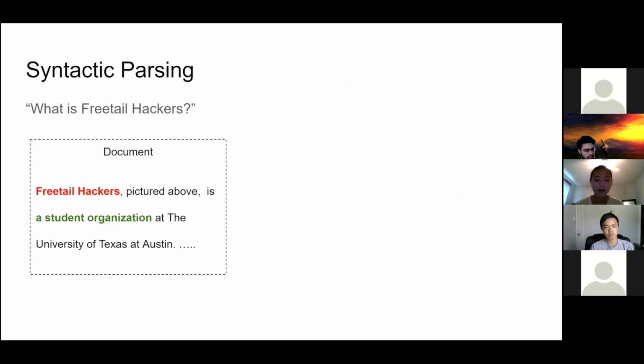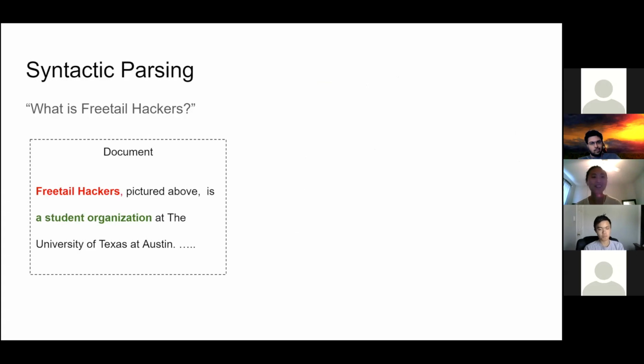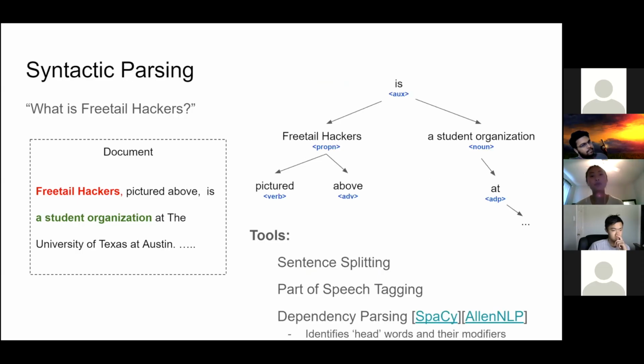So that's fine. But not all of your documents will be so pretty and always match your template, right? What if you have a document that has an appositive phrase or an extra clause that to us seems very extraneous and doesn't really change the relation between Freetal hackers and the phrase "is a student organization." For a lot of NLP tasks you're going to try to do, it's really important to have some sense of syntactic parsing.